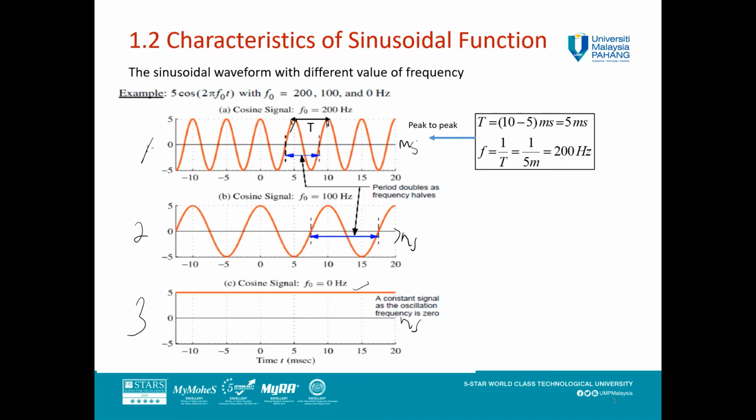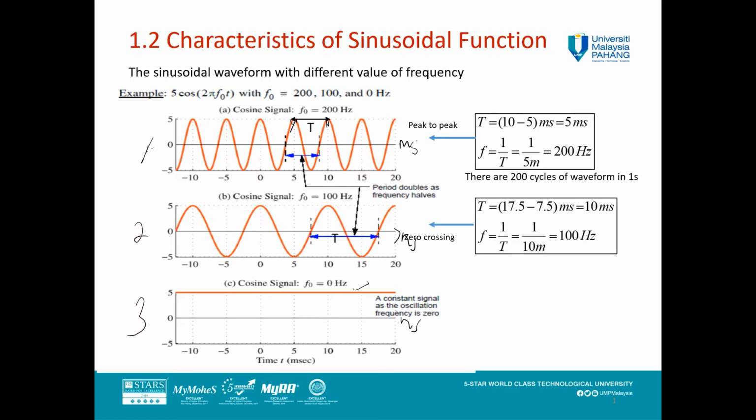So the second waveform, we can use zero crossing also. From the graph, zero crossing, you can get the value of t. The first one we do the exercise by using peak to peak value, the second one by zero crossing, so you can also get the value of frequency. For example, here the t is 17.5 minus 7.5, so you get 10 milliseconds. The frequency is 1 over t, 100 hertz.